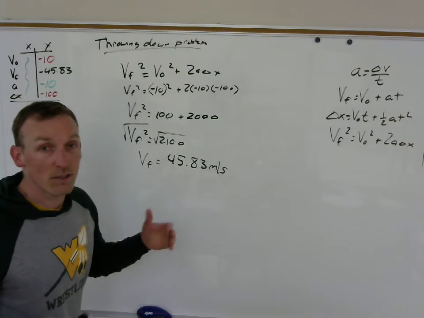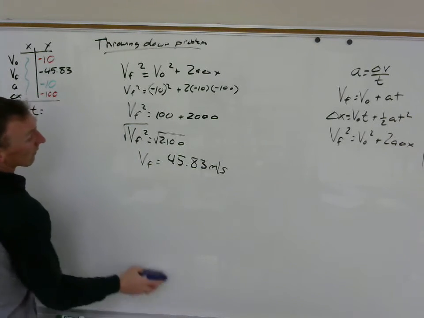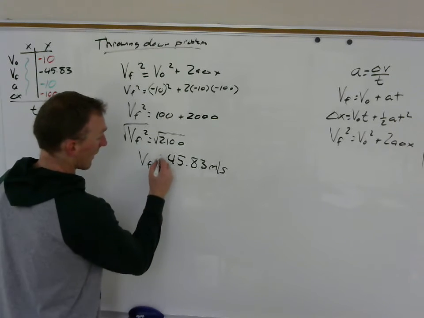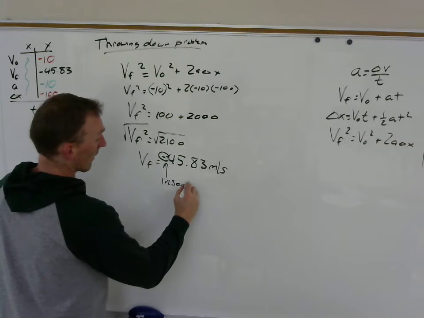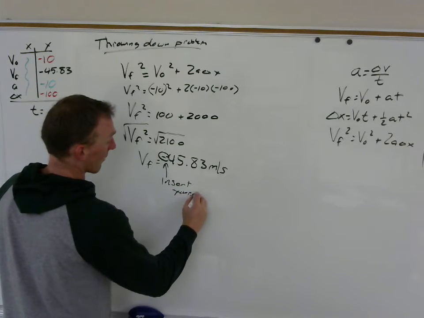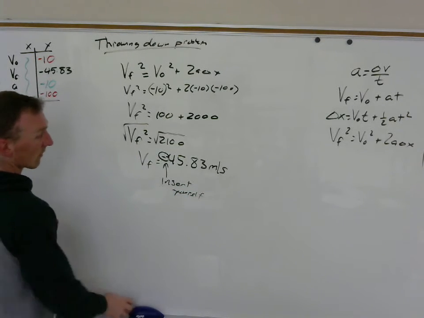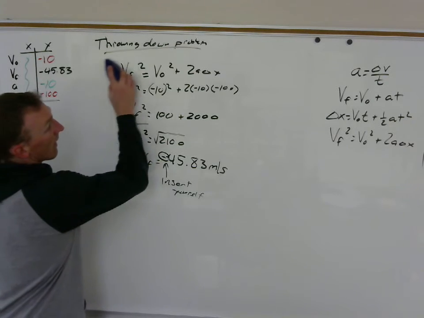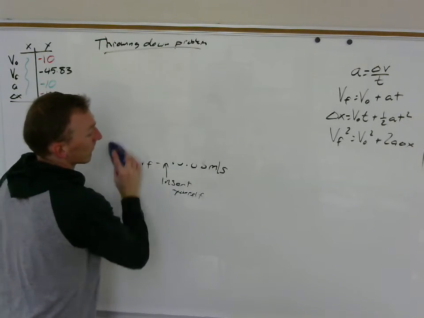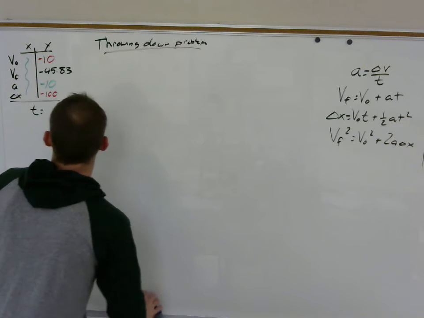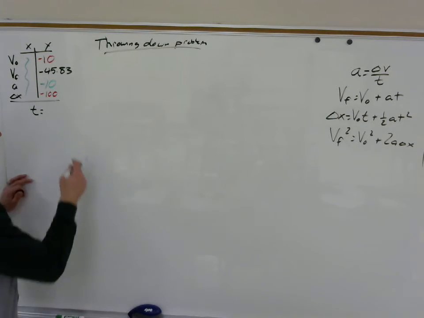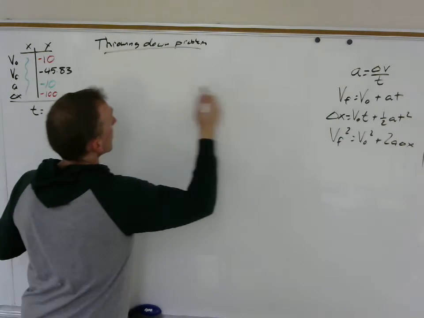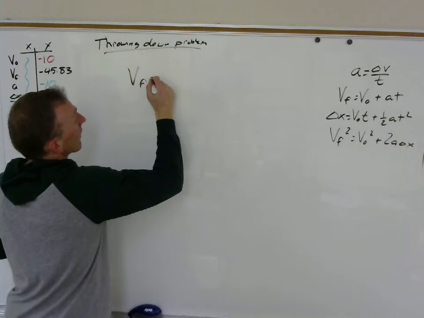Again, negative just tells me direction. All right, so that is the key on that one: inserting that. You've got to insert that yourself. All right, now we can go for time. And so now we can go for t, because we know how fast it's actually going. So we could just use this second equation.